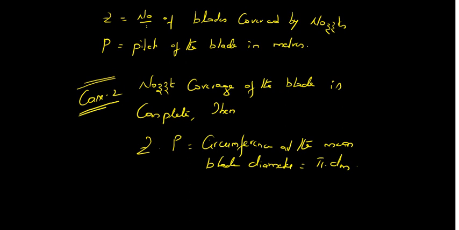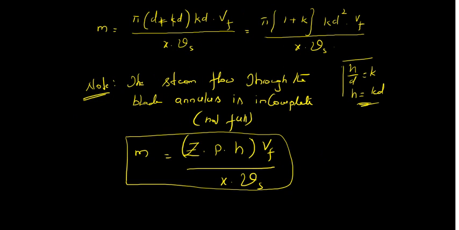Just once again, shall we recap? We have tried to find the relation for the mass flow rate in terms of K. K is the constant given for the ratio of blade height and the diameter of a wheel, right? And we have derived the relation. But in practice, in the real picture, the steam flow through this blade annulus may be full or may not be full. That means it may be complete or incomplete. We will consider these as case 1 and case 2.